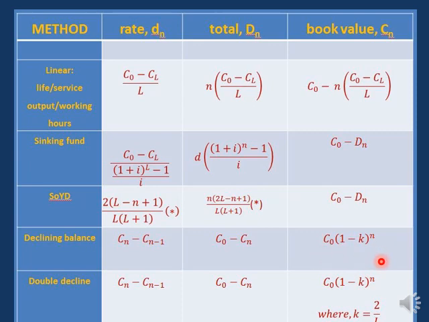And for the double declining balance method, the formula is the same, except that the K is computed from this formula. The rate of decline is computed by dividing 2 by its life. Assuming, for example, that the life is 20 years, then the rate of decline is 10%. 2 divided by 20 is 10%.